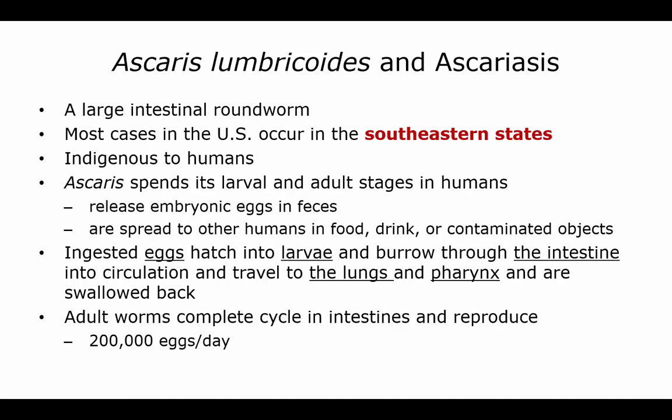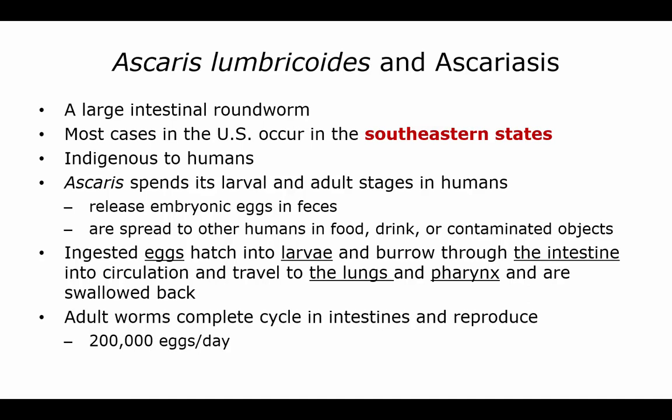Ascaris lumbricoides is a large intestinal roundworm, and most often is found in the southeastern United States. It's indigenous to humans. It spends its larval and adult stages in humans, and it releases the embryonic eggs in the feces, and it's spread to other humans that are exposed to contaminated objects, food, and drink.